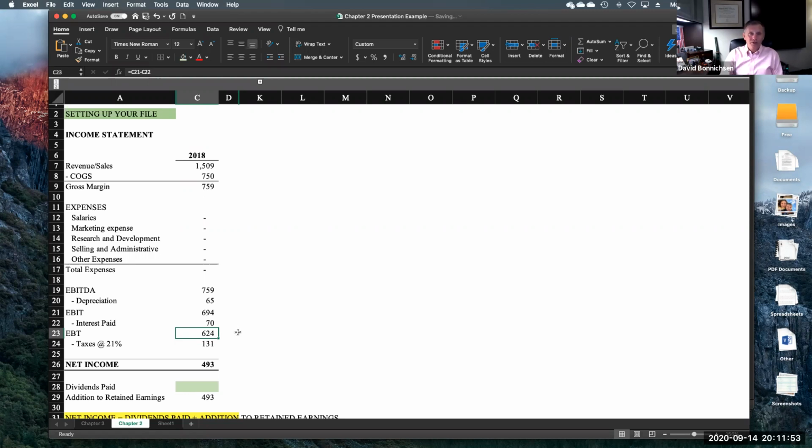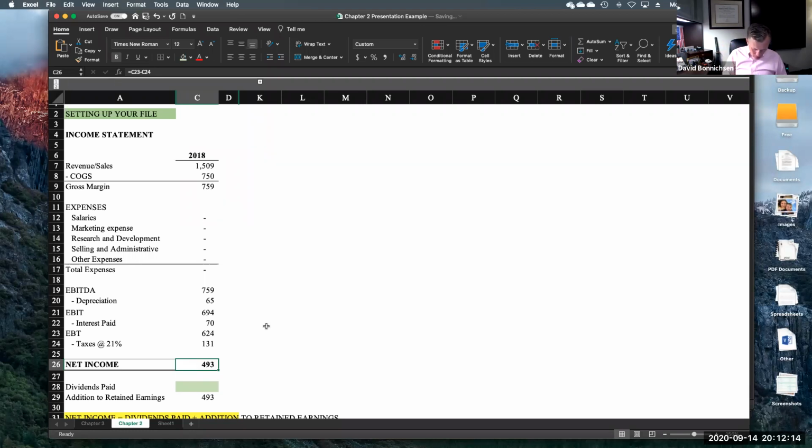Taxes at 21%, easy peasy. EBT times 21% is the taxes that we're going to pay. And then finally, bottom line, we have made $493 million of net income for the business, right? Great. Now what do we do with it?